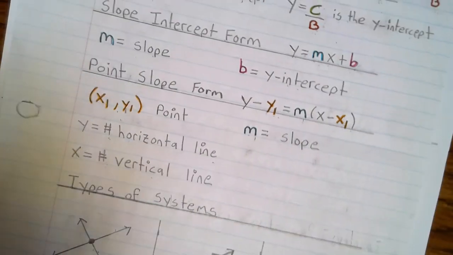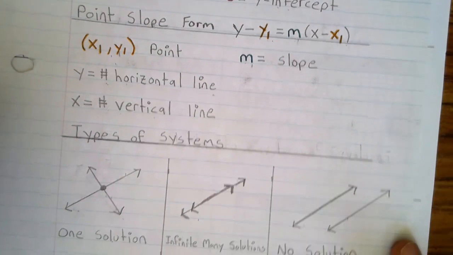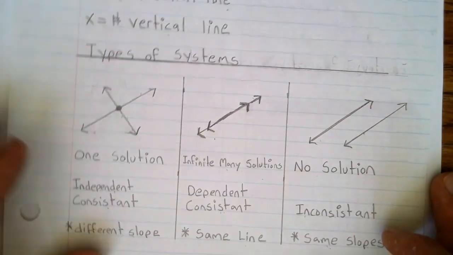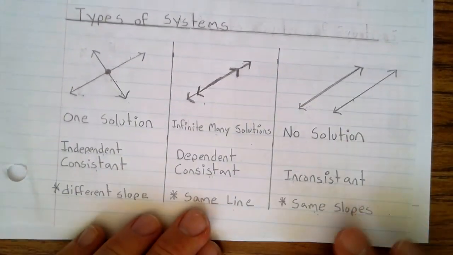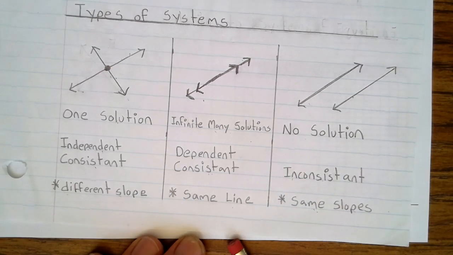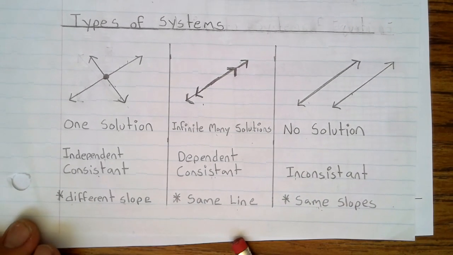Types of systems. Oh, look at that. Knock the camera and the paper at the same time. Craziness. All right, types of systems. Straighten it out a little bit.